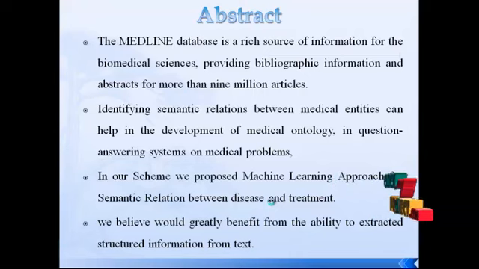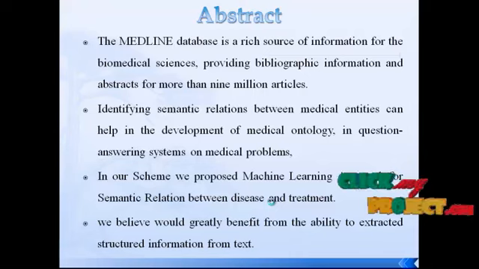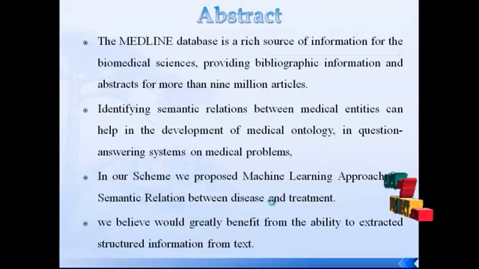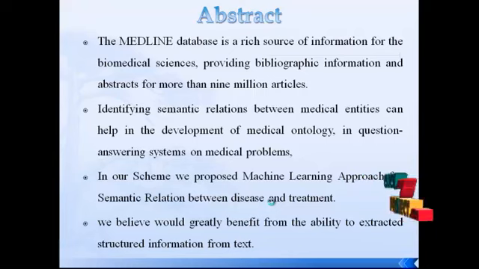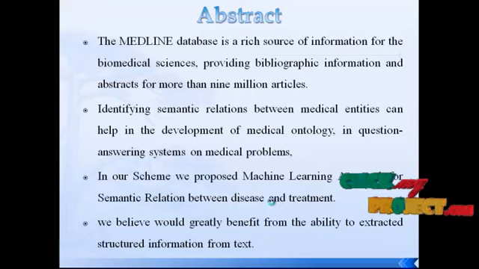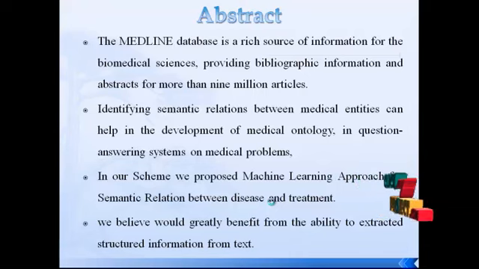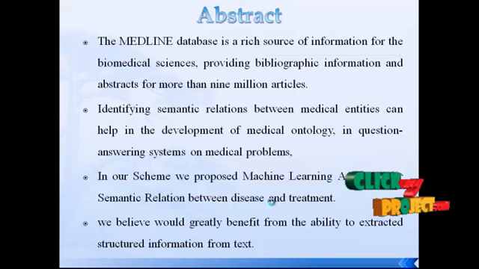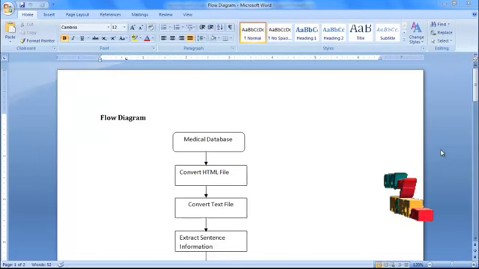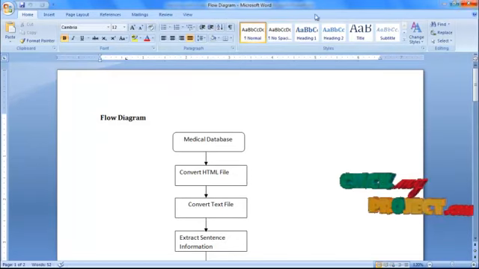And moreover we found the relational identification between the cure, prevention, and side effects from the disease and treatment relations, and it is found out by means of mathematical measures such as precision, recall and F measure, in order to reveal the relational identification between the disease and treatment. Next we are going to see the flow of the process.